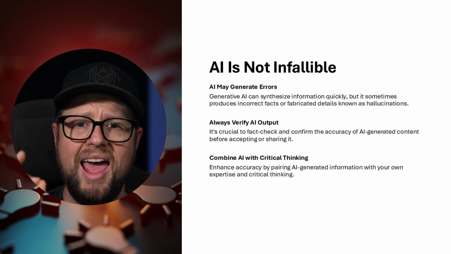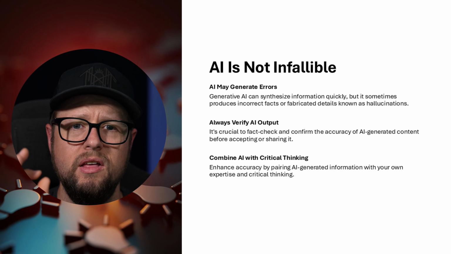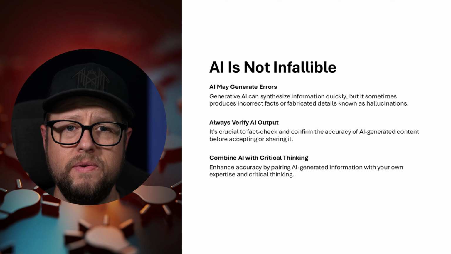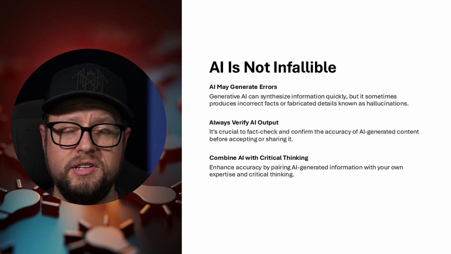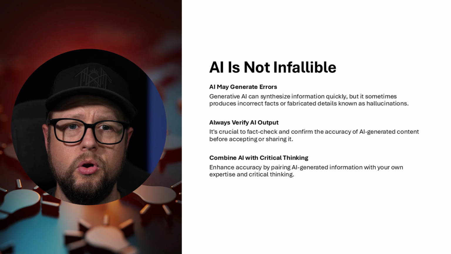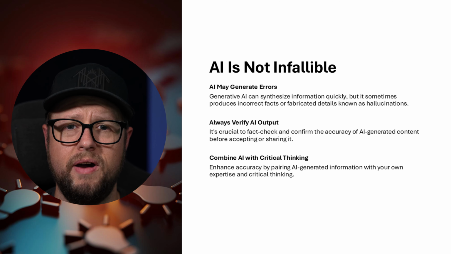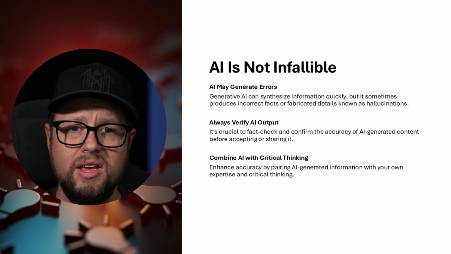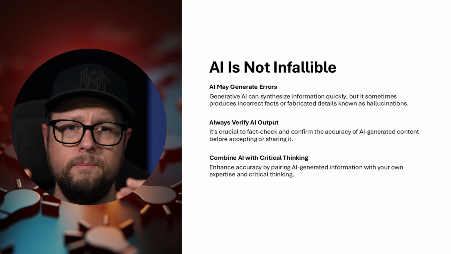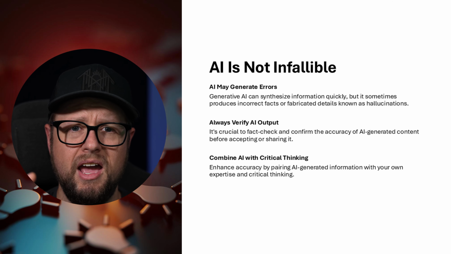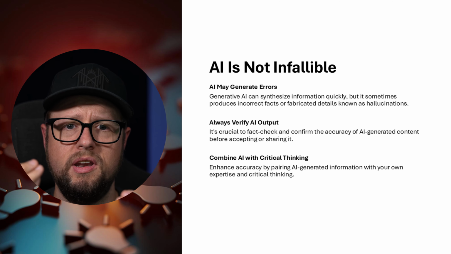Third, remember that AI is not a source of truth. This is critical. Generative AI, while powerful for producing content quickly, is fallible and prone to incorrectly synthesizing information or even making things up. This is what we call hallucinating. Always check what AI provides before committing to it, believing it, using it, or sharing it. Use critical thinking to combine AI's quick output with your own skills and knowledge.